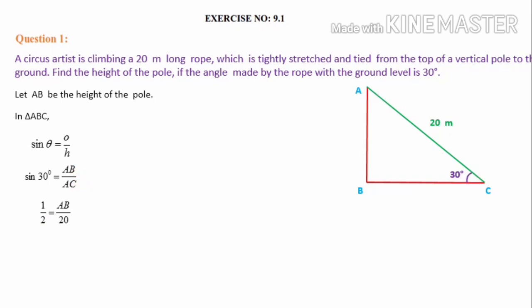AC is 20 and AB is unknown for us. So let it be AB. Then by cross multiplication, we can multiply 20 with 1. So 20 divided by 2 is equal to, on the right side, only AB. So AB is equal to 20 by 2, then AB is equal to 10. So we have got the length of AB. According to our assumption, AB is the height of the pole. Therefore the height of the pole is 10 meter.